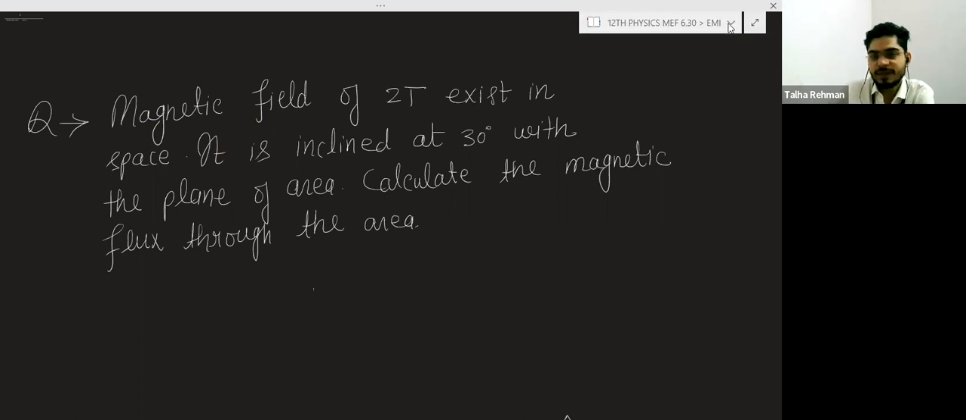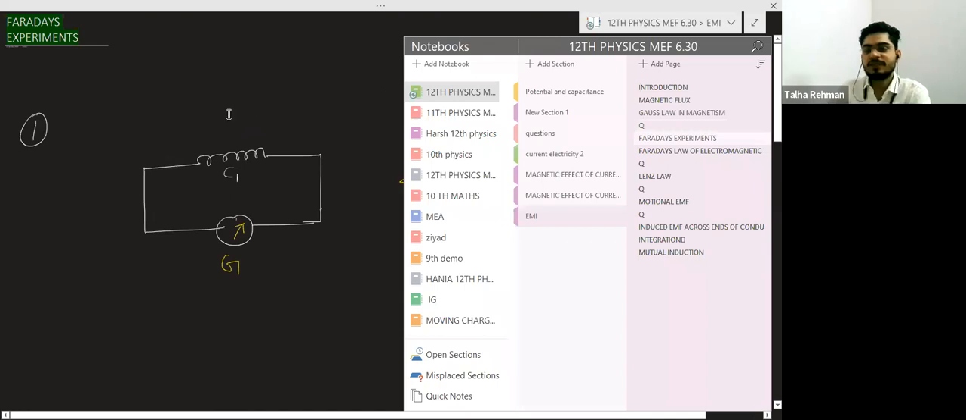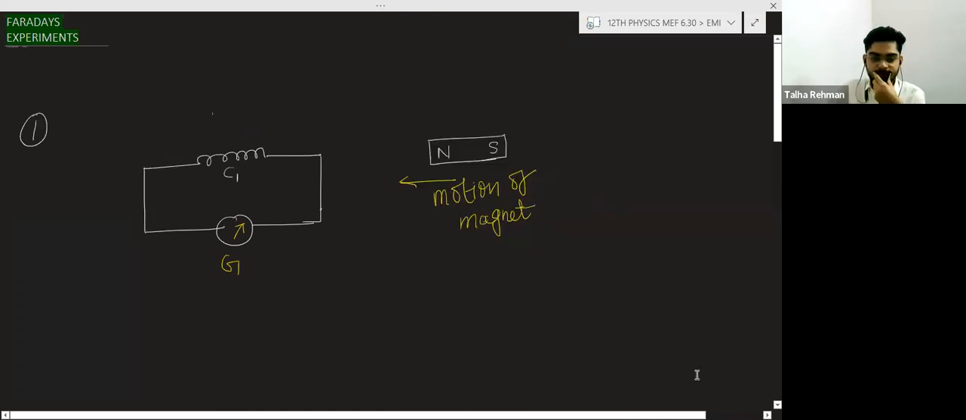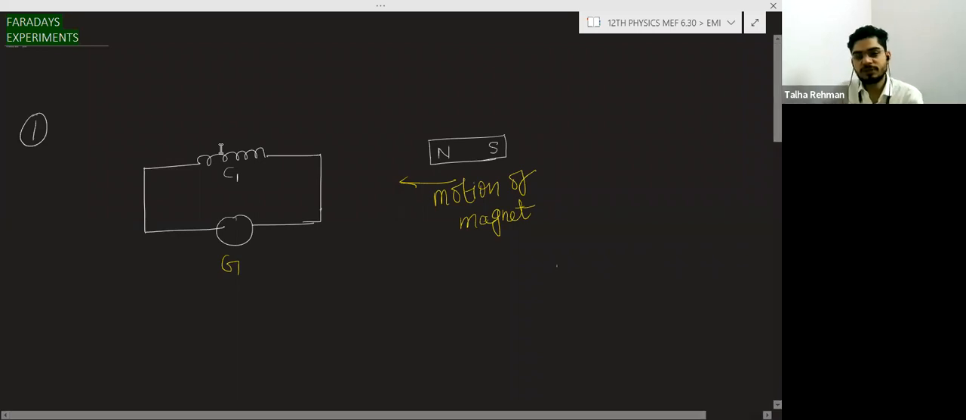Now we will discuss Faraday's experiments. There are 3 experiments that we will discuss here. So this is some coil, and this coil is connected with the galvanometer. There is no battery here, so there is no current in this circuit. Here is one magnet, and this magnet is moving towards this coil.